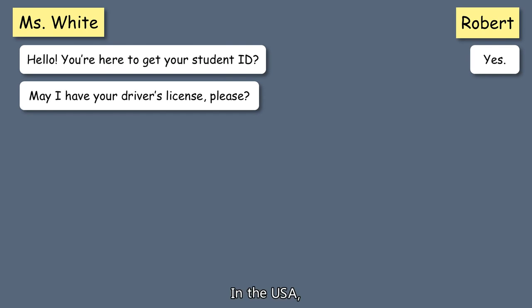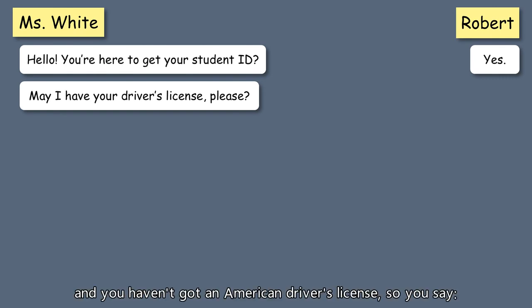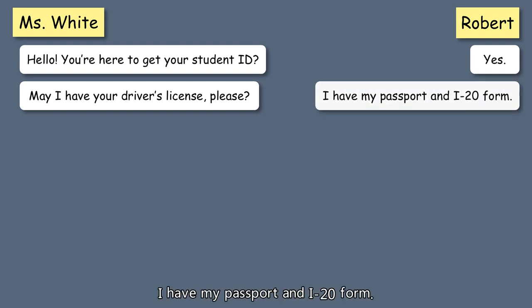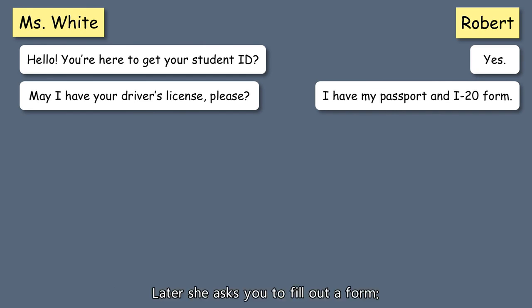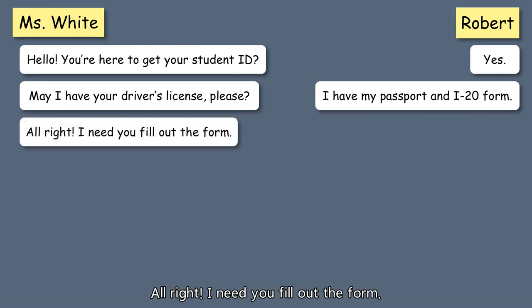In the United States, driver's licenses are just used as ID cards. But you are an international student and you haven't got an American driver's license. So you say, "I have my passport and I-20 form," and you pass them to her. Miss White examines the two documents and returns them to you. Later, she asks you to fill out a form. "All right, I need you to fill out this form." You complete the form and hand it back to her.